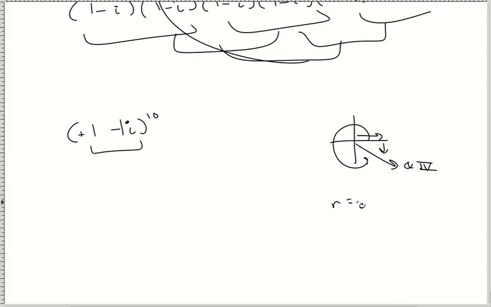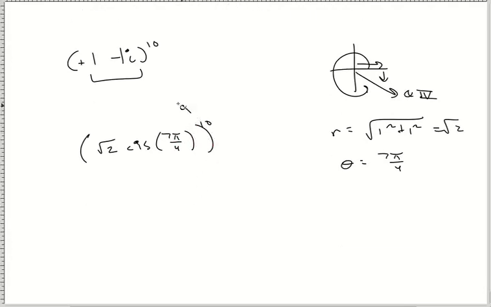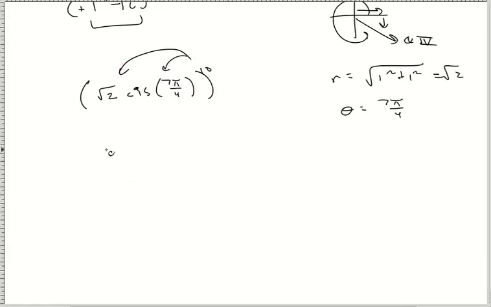So I got my r is equal to, if you can see here, 1 squared plus 1 squared. You got a square root of 2, and my theta is going to be 7 pi over 4. Okay? So given that I have these things, I can rewrite this now as square root of 2 CIS of 7 pi over 4, all to the 10th power. So then that 10th power is going to be pushed into both of these guys. I got the square root of 2 to the 10th power, CIS of 10 times 7 pi over 4.